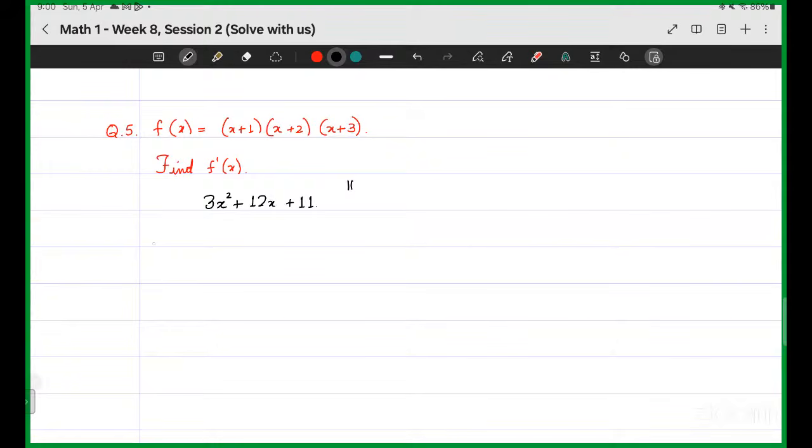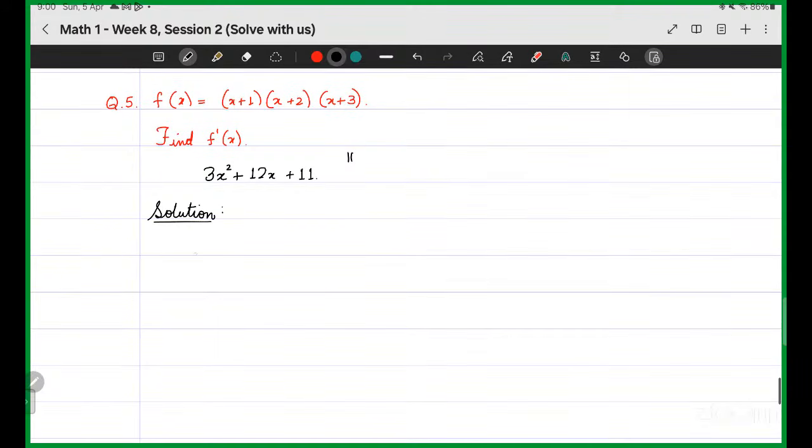All right, let's go through the solution. If I look at this as a product of 3 functions, we know the product rule for 2 functions, not for 3 functions. But we can do it in 2 steps.